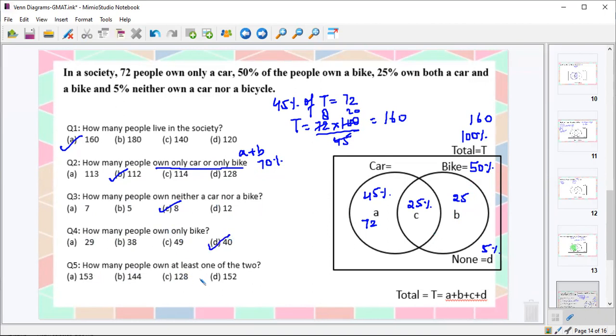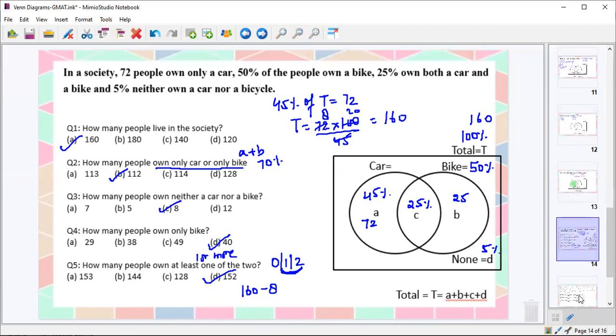And how many people own at least one of the two? So simple representation like this: at least one of the two. At least one, so one or more than one. So I'm referring to this. Now, instead of adding these two, I already know this is 5%, which is equal to 8. I can simply write this as 160 minus 8, which is 152. So you can see we have not written any equations. We have simplified it by just putting in the values in the Venn diagram.